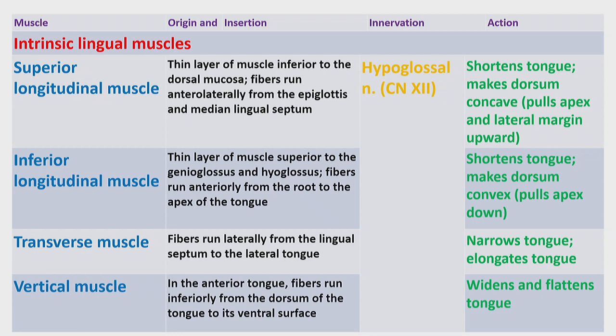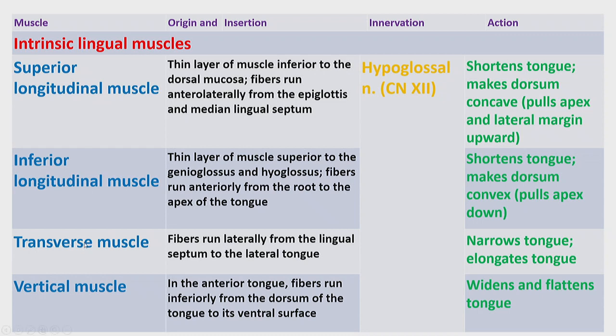And as you know, the superior and inferior longitudinal muscles of the intrinsic lingual muscles, both of them shorten the tongue. Yes, because they pass longitudinally, by the contraction they shorten the tongue. And the superior one makes the dorsum of the tongue concave, and the inferior makes the dorsum of the tongue convex. Yes, so it's according to the pathway, superior or inferior.